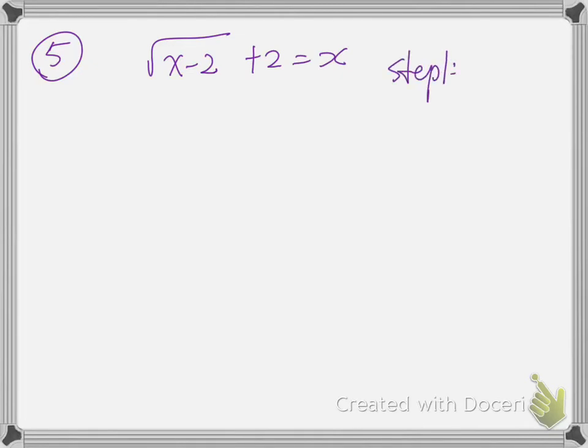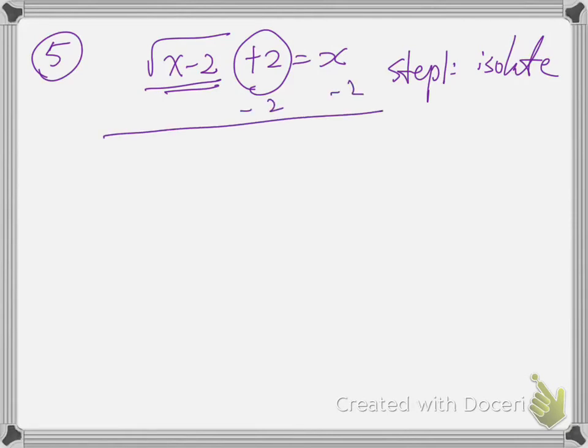Number 5. Square root of x minus 2 plus 2 is x. So step 1, you have to isolate the radical term. There are 2 terms on the left. You cannot take second power here. You have to cancel this term and then take second power. So minus 2, we got radical x minus 2 is x minus 2. So the only term on the left is the radical sign.